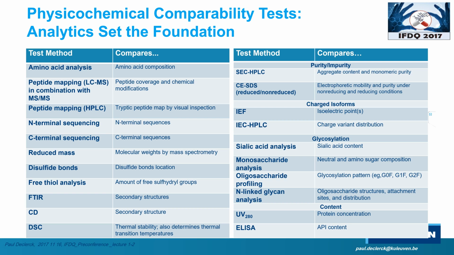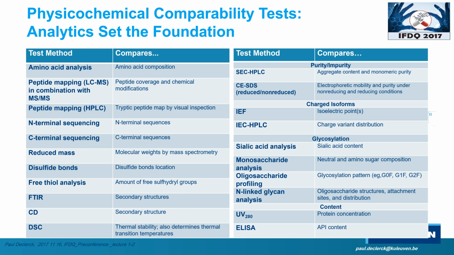What kind of tests have to be submitted for your registration? And you see here a few. We will not discuss all of those. It's just to illustrate some physicochemical analysis. And you see here N-terminal sequencing, C-terminal sequencing, disulfide bonds, circular dichroism to get some idea of the secondary structure.